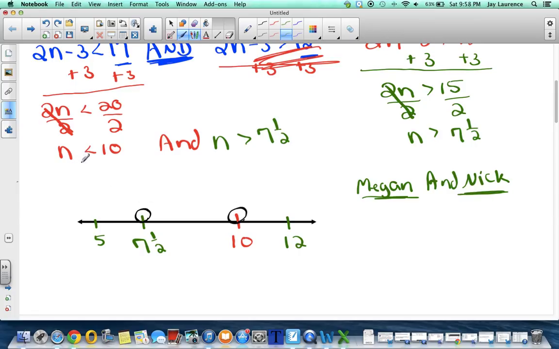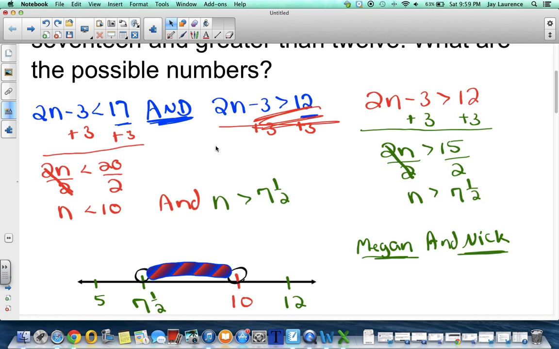So what I need on my number line are the numbers that are less than 10 and greater than 7.5. Well, those numbers would lie in between the two, right? They would lie in between the two from here to here. If I pick any number in that region, that shaded region, and I plug it into the original inequalities, I will get a true answer. Let's use 9. Let's plug 9 in.